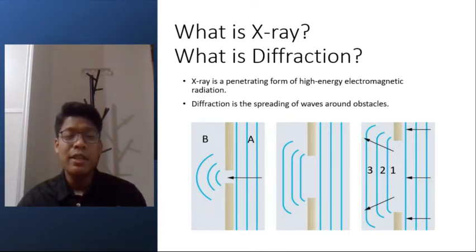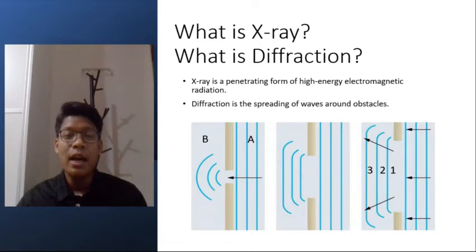What is diffraction? Diffraction is the spreading of wave around obstacles. Diffraction takes place with sound, with electromagnetic radiation such as light, X-ray, and gamma rays, and with very small moving particles such as atoms, neutrons, and electrons. They show wave-like properties.